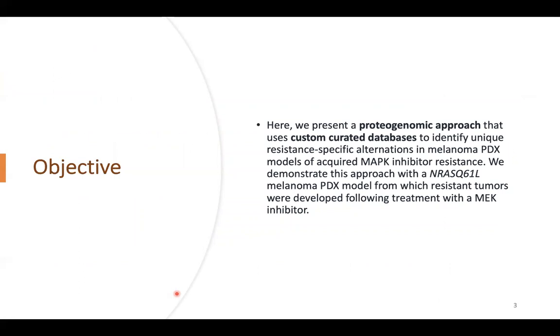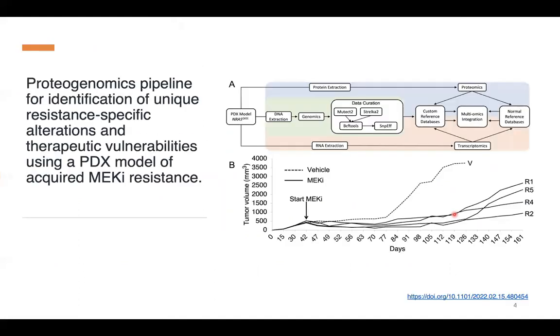So the primary objective of our project is to present a proteogenomic approach that uses custom curated databases to identify unique RSAs in melanoma PDX models of acquired MAPK inhibitor resistance. And in order to do so, we have used the NRAS Q61L melanoma PDX model, with resistant tumors developed following treatment with MEK inhibitor. So this is the proteogenomics pipeline for the identification of unique RSAs and detection of therapeutic vulnerabilities in melanoma PDXs of the NRAS Q61L model.